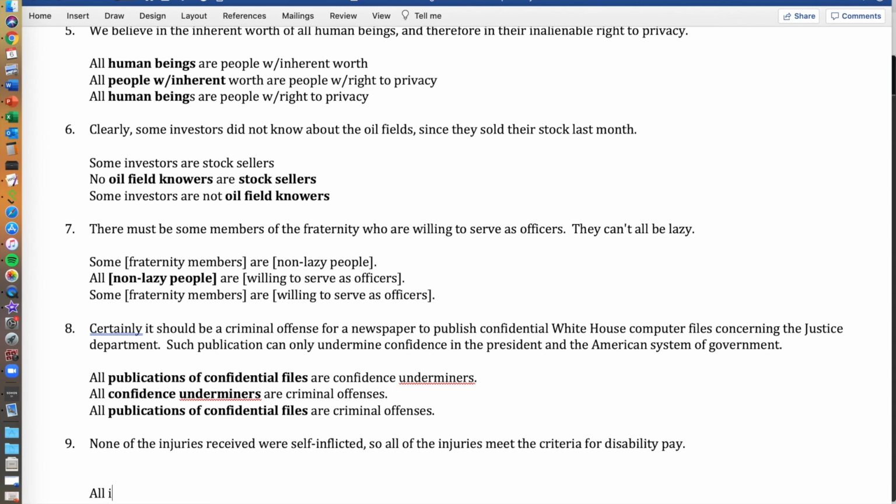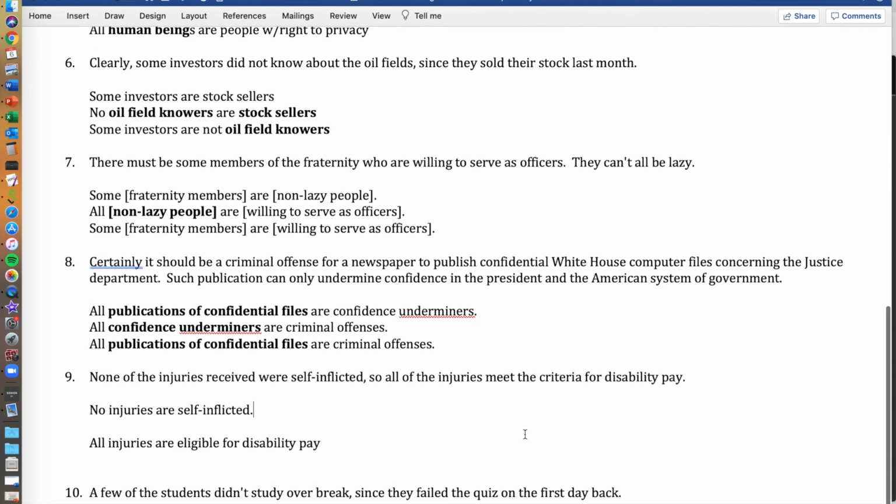All injuries are eligible for disability pay. Okay? Then we go back to this premise statement, which is the evidence statement in natural language. None of the injuries received were self-inflicted. And that's none, a universal negative. No injuries are self-inflicted. Okay? So there's our statements translated into standard logical form.